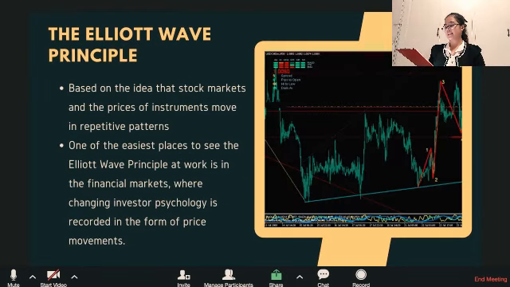The Elliott wave principle is based on the idea that stock markets and the prices of instruments move in repetitive patterns. These patterns are correlated with the psychology of the masses and the way investors perceive exterior factors. One of the easiest places to see the Elliott wave principle at work is in the financial markets, where changing investor psychology is recorded in the form of price movements. If you can identify repeating patterns in prices and figure out where we are in those repeating patterns today, you can predict where we are going.